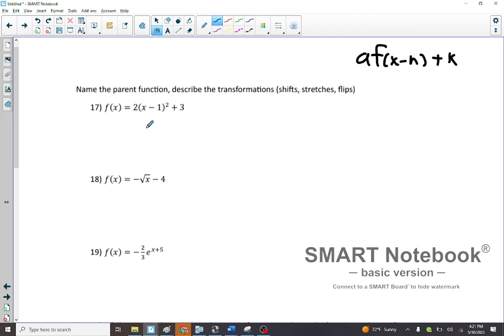So 2 in front, that's your a value. That's a vertical stretch. This a, h, k is the same in all of them. So right 1 and up. Good. Right 1, up 3. Remember, this is flipped, so don't be surprised if one of my options is vertical stretch 2, left 1, up 3.